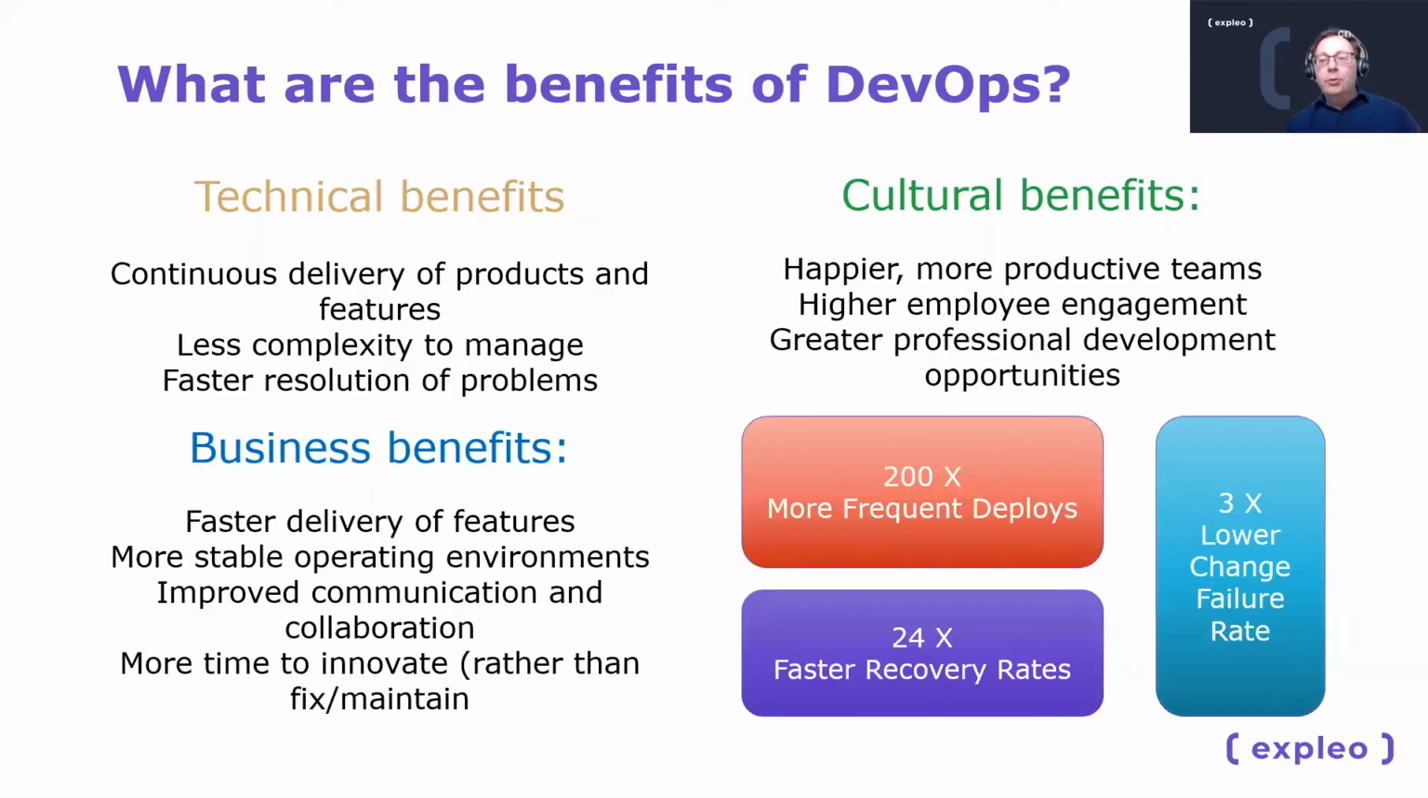Now, the benefits of that to everyone are pretty well known. There are technical benefits: less complexity, faster resolution of problems. Business benefits: faster delivery of features, more stable operating environments, and less time on fix and maintain, more time on innovation. And as with Scrum, DevOps is this extension, and we generally have happier, more productive teams and better employee engagement. Some of those numbers on the slide are for those of you that are number driven rather than word driven, because these do translate into real numbers as well.